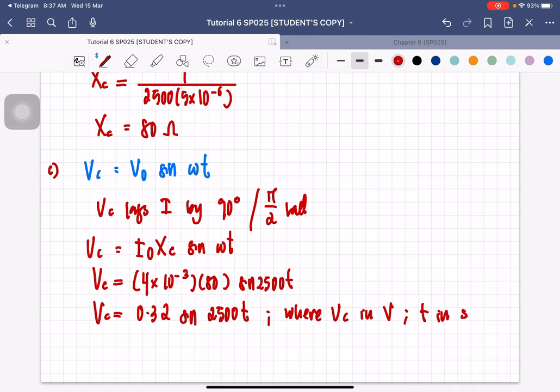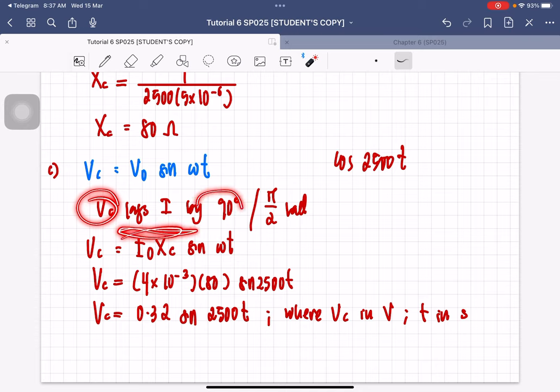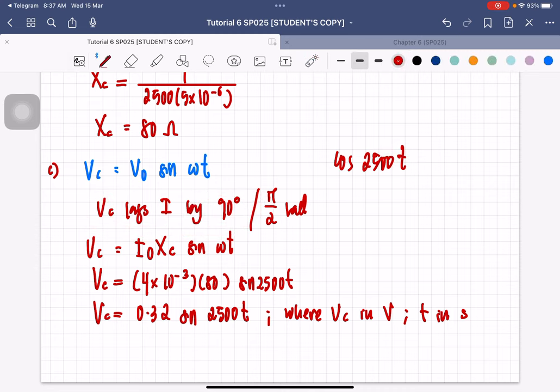Okay, so this is the solution if we use sine. Now what if we use cos, okay? If we use cosine, we cannot just write it as cos 2500t directly. Okay, why is it wrong? Because now we know that the voltage across the capacitor will lag the current by 90 degrees. So we need to add something here to tell that it lags the current by 90 degrees. Okay? So what we will do is, in maths, we know that it should be written as 0.32 cos(2,500t minus pi over 2).